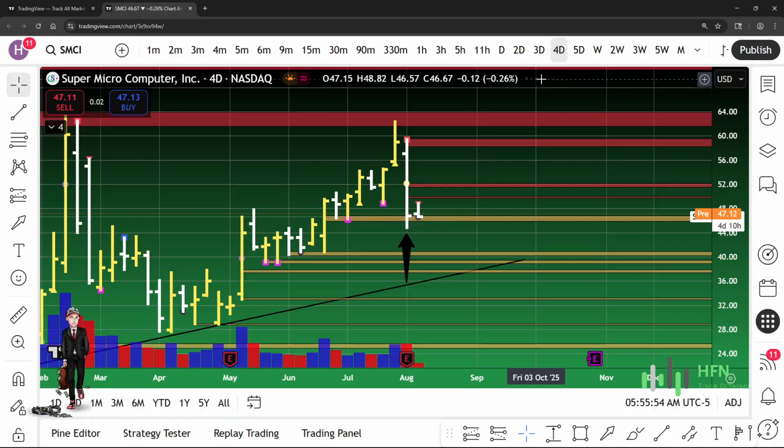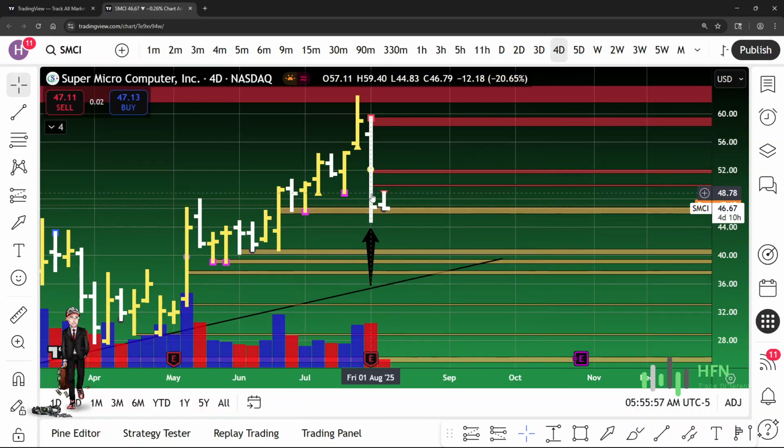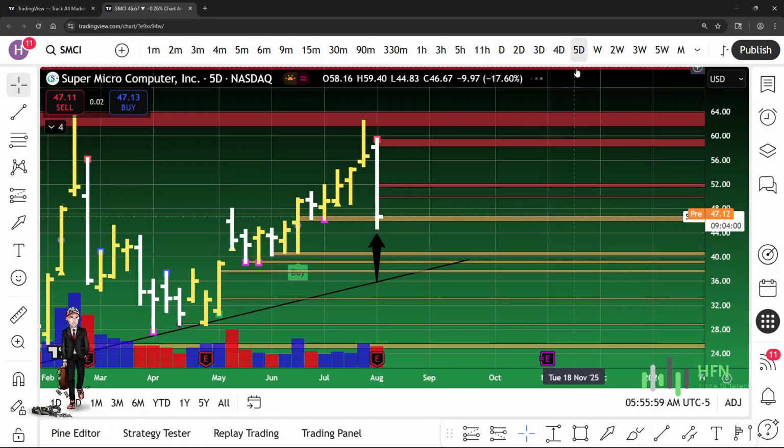Take a look at SMCI on the 4. Again, that's very weak there. What about on the 5? Same thing on the 5. We have 9 hours, 3 minutes.